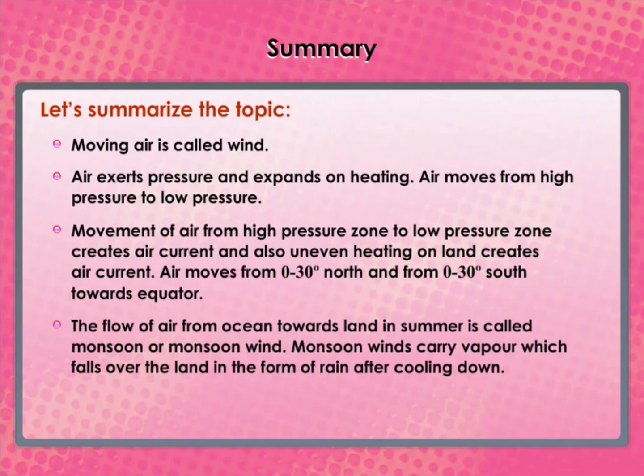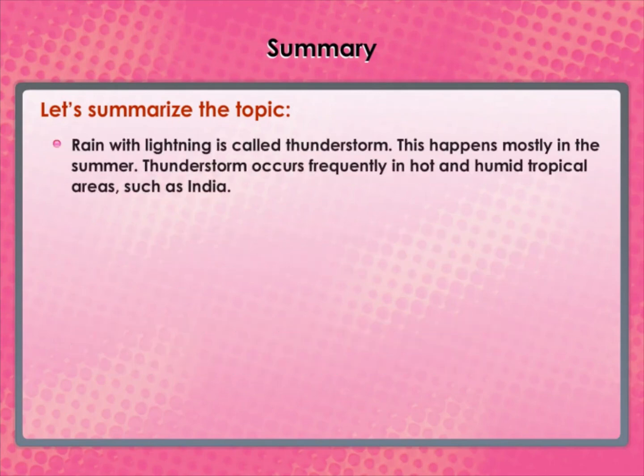The flow of air from the ocean towards the land in summer is called monsoon or monsoon wind. Monsoon winds carry vapor which falls over the land in the form of rain after cooling down. Rain with lightning is called thunderstorm. This happens mostly in the summer. Thunderstorm occurs frequently in hot and humid tropical areas such as India.